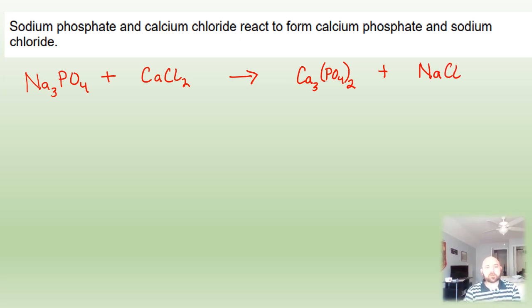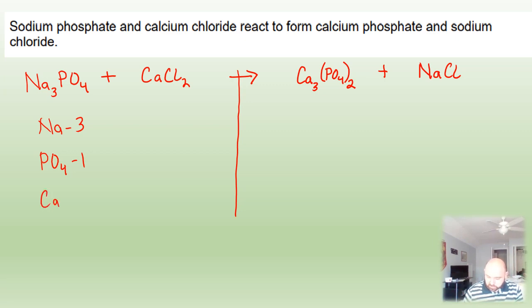So we utilize the nomenclature information we learned from previous work to write out the chemical equation that they have described here, and now we're ready to balance it. So if I put my line at my yield arrow, I will count elements as I arrive at them. I see 3 sodium atoms, 1 phosphate ion, 1 calcium atom, and 2 chlorine atoms.